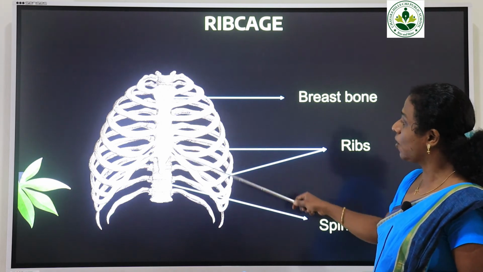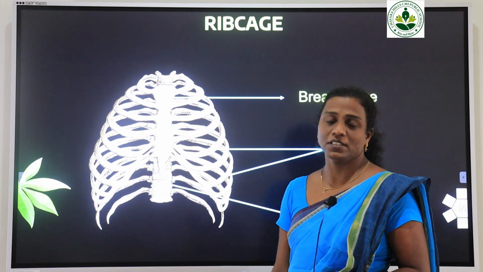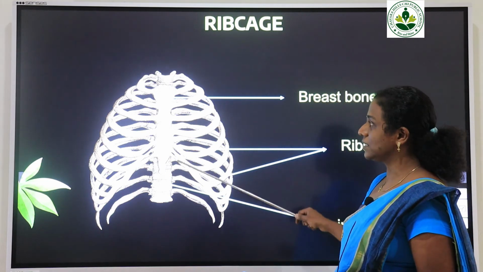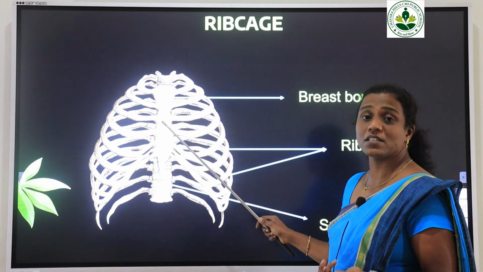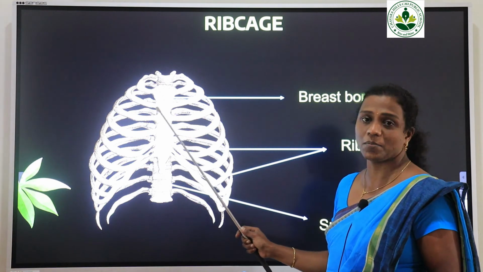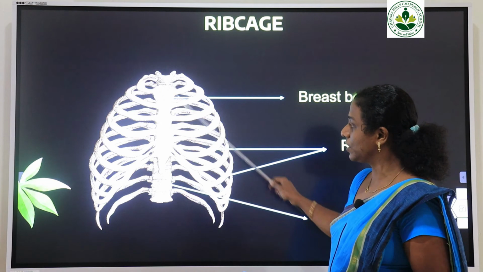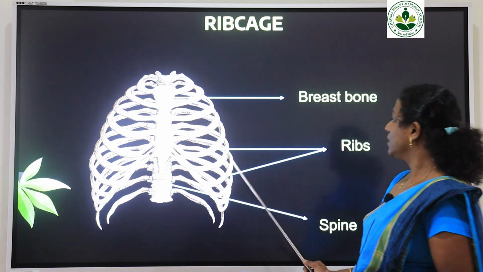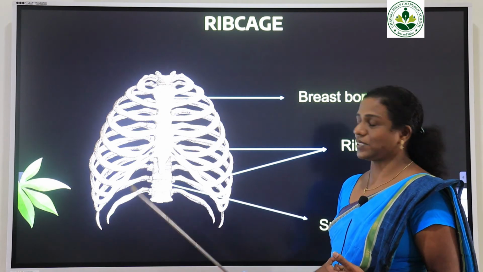Here you can see a long bone in the middle; it is known as the breastbone. It is also known as the sternum, which you will study in higher classes. For now you only have to study the name breastbone. The longest bone here, from here to here, is the breastbone, and all these small bones, the 12 pairs, are known as ribs.